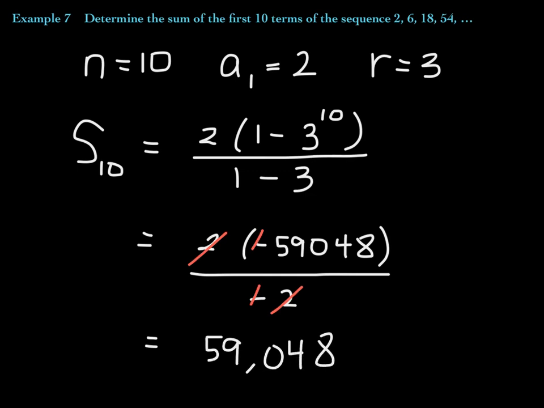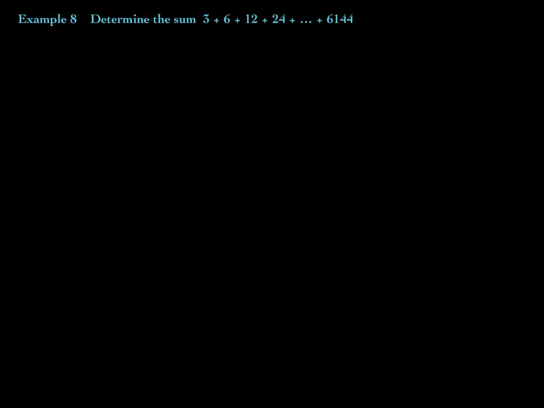Cool. We found the sum of the first 10 terms for this geometric sequence. Check this out. We're almost done. Determine the sum 3 plus 6 plus 12 plus 24 plus and so on, plus 6,144. Okay, so with a quick test, you can show that this is geometric.